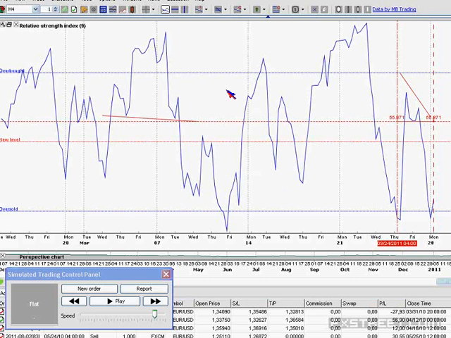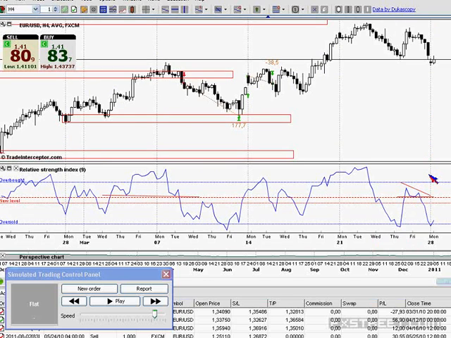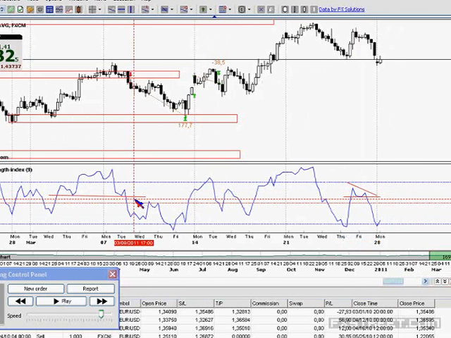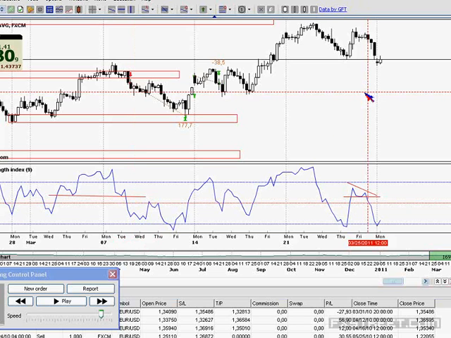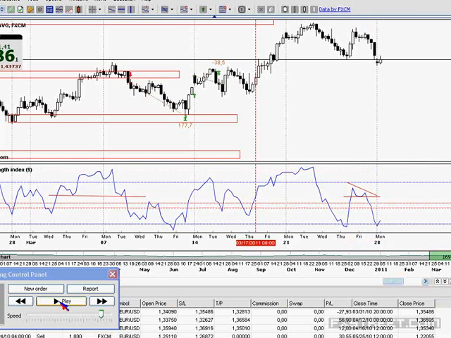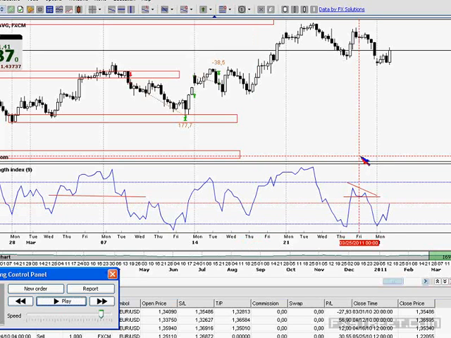It's not necessary that the swing failure happens in overbought territory. It can happen also between the 50 level and the overbought band you choose to trade, 70 or 80. Okay, it may happen here. So we had in this case that event in the RSI triggered by a very small candle, so we didn't really take that very seriously. So let's move on. And here we have something interesting.